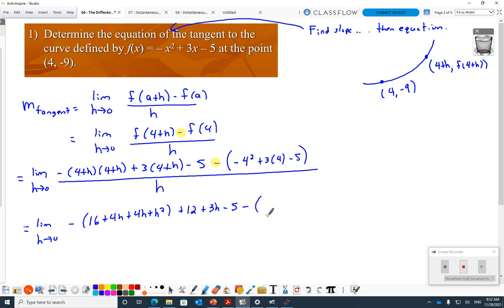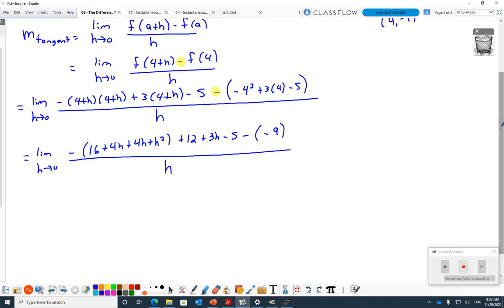Oh, I'm going to do that whole bracket together. Negative 16 plus 12 is negative 4, minus 5 is negative 9. And then some more tidying up to do. Things are getting better here now. And I'm going to scroll down here because I don't know how much I want to put this all on one page here. Some more algebra.